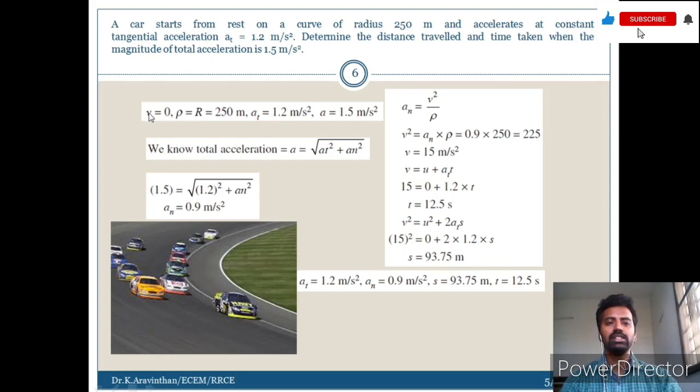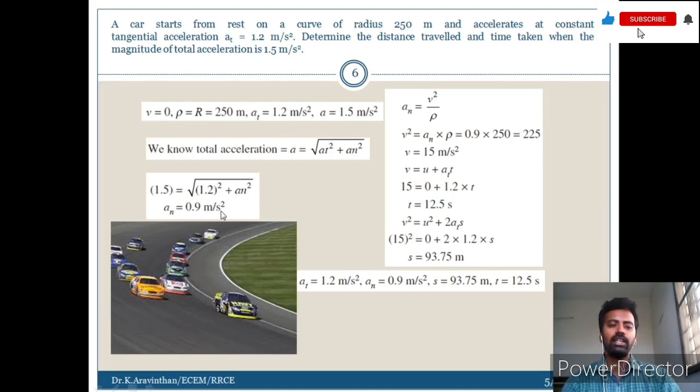So here the given data is: the car starts from rest, so that's why the initial velocity u is taken as 0, and rho here is 250, and the tangential acceleration given is 1.2 meter per second square, and a here is 1.5. This is the total acceleration. So we know that the total acceleration equals root of at square plus an square, that is tangential acceleration square plus normal acceleration square. So if you need an, you can substitute here to find an.